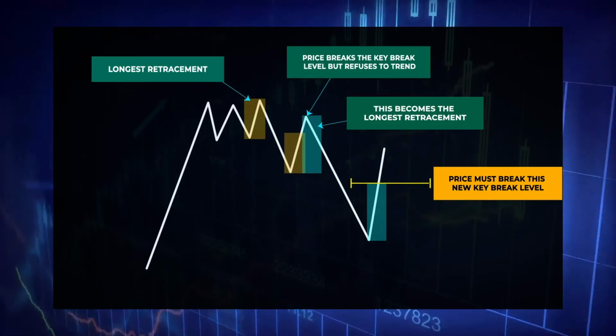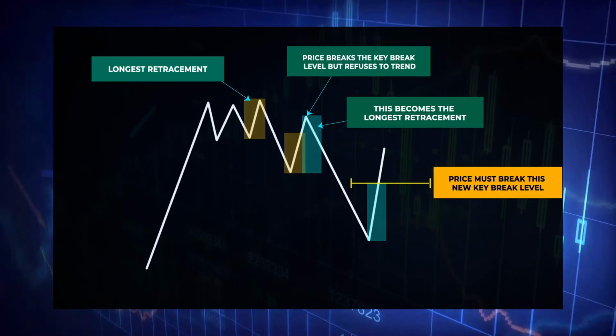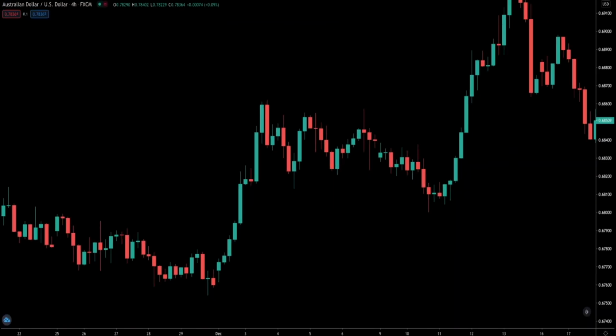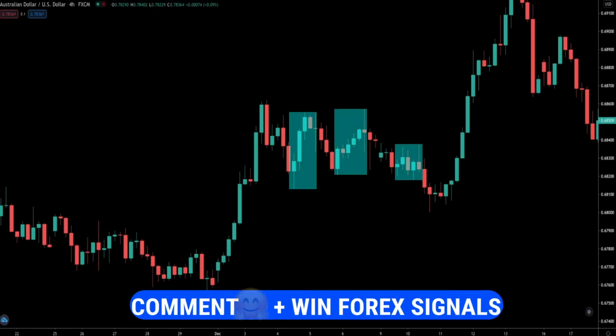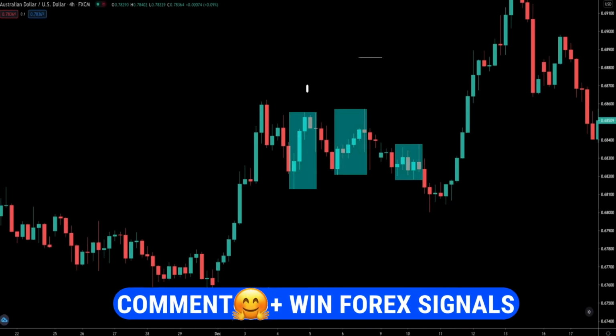So let me walk you through a couple more examples so that you have a clearer idea. Right here we have price trending upwards, but we have a retracement here. And because we want to trade with the trend and ride the existing trend, we need to wait for the retracement to complete. So we measure the length of each retracement and find that this retracement over here is the longest. So we box this out using a rectangular tool.